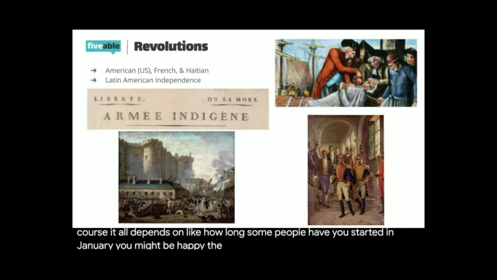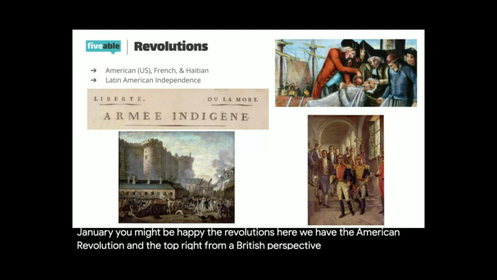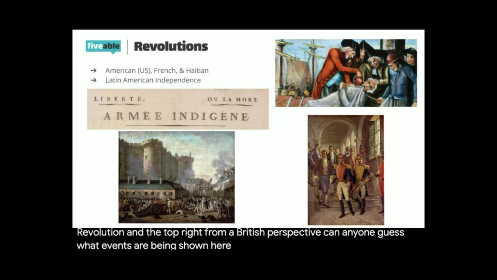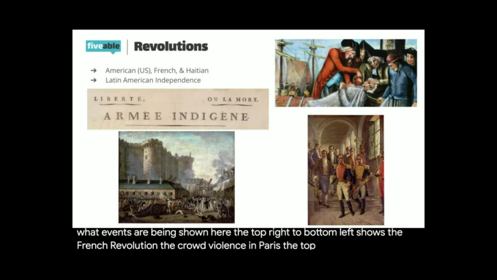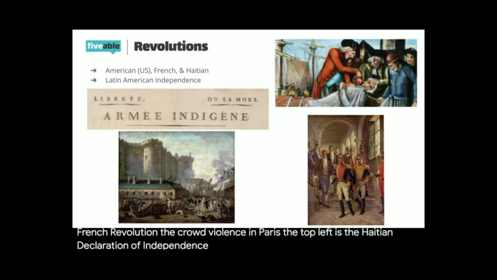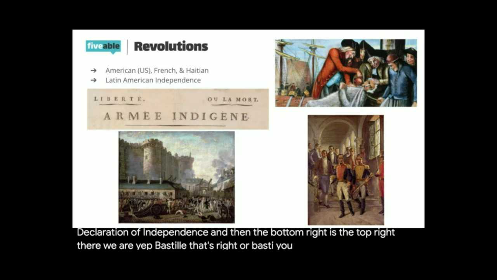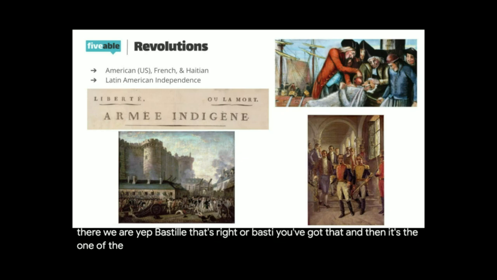So you look at the revolutions here. We have the American Revolution in the top right, from a British perspective. Can anyone guess what events are being shown here? The bottom left shows the French Revolution, the crowd violence in Paris. And the top left is the Haitian Declaration of Independence. Yep, Bastille, that's right. And then one of the Congresses, that's Simon Bolivar there.